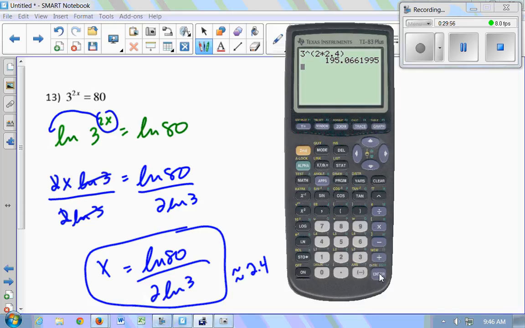What happened? Aha, okay. So I think I did an order of operations mistake when I did ln 80 divided by 2 ln 3. I need to put parentheses around the whole denominator, otherwise it will divide by 2 and then take the result and divide by ln 3, which I think should be the same, but yeah, there it is, 1.99.